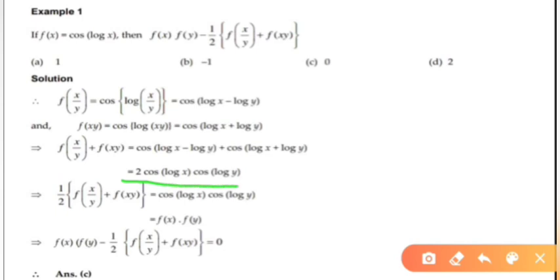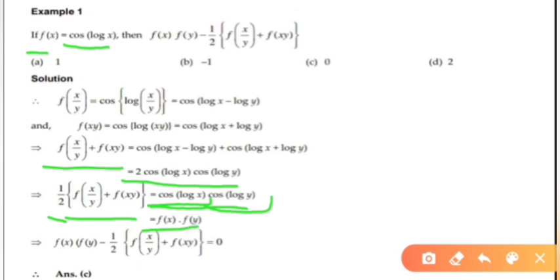Now take 2 to the LHS. It becomes 1 by 2 times f of x by y plus f of xy, which is equal to cos log x into cos log y. Which can be written as, already in the question, cos log x means f of x. Here also cos log x is there, so we can take f of x, and this term is cos log y, in place of x it is y, therefore we take f of y. Therefore this term is equal to f of x into f of y.